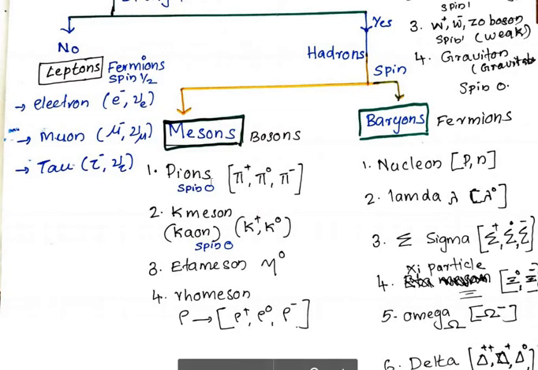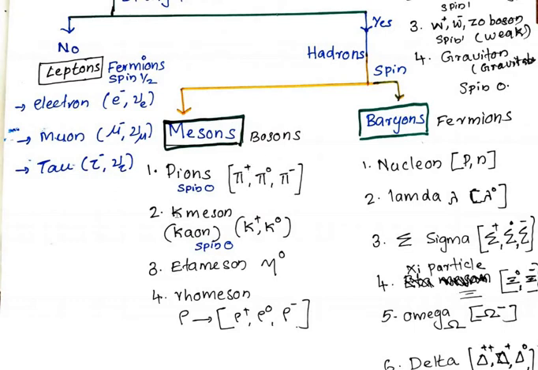The pions are spin 0 particles, spin 0 mesons, and there are 3 members in the pi family. Pions are known as pi mesons, and the 3 members in this family are pi plus, pi 0 and pi minus.